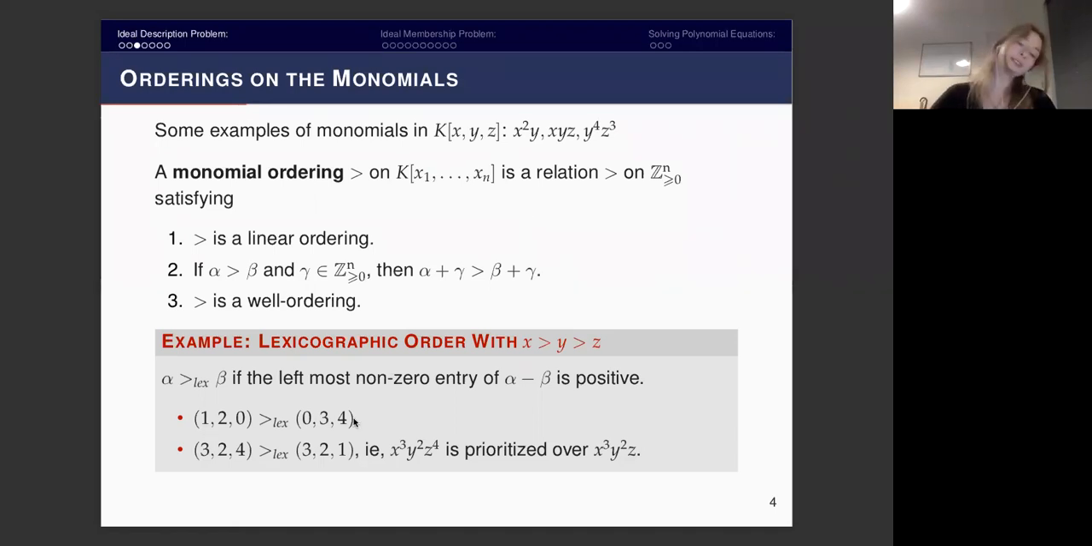One can consider, for example, this triple and this triple, because x has exponent 1 here, and this is prioritized over the monomial where x has exponent 0. And in the second example, the exponents of x and y are the same, but the exponent of z is greater here. So we get this relation. And this translates into the fact that x cubed y squared z to the power 4 is prioritized over x cubed y squared z.